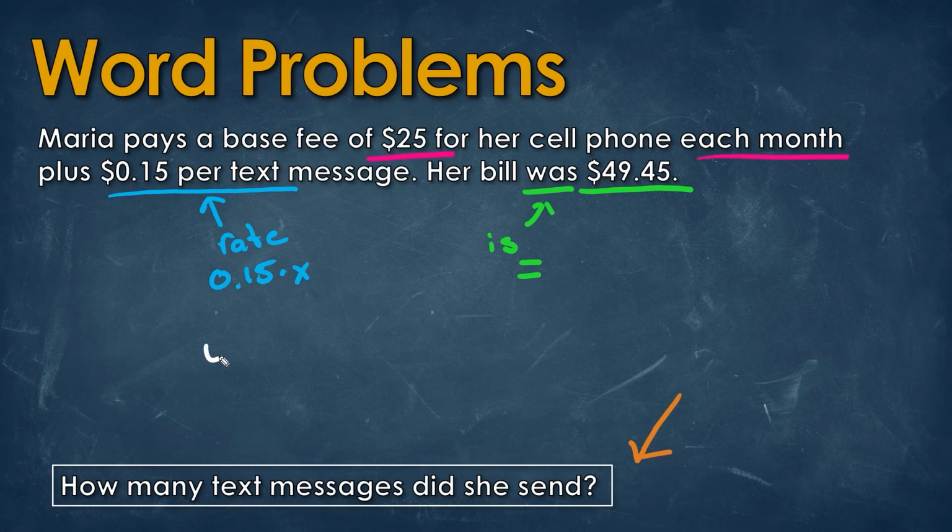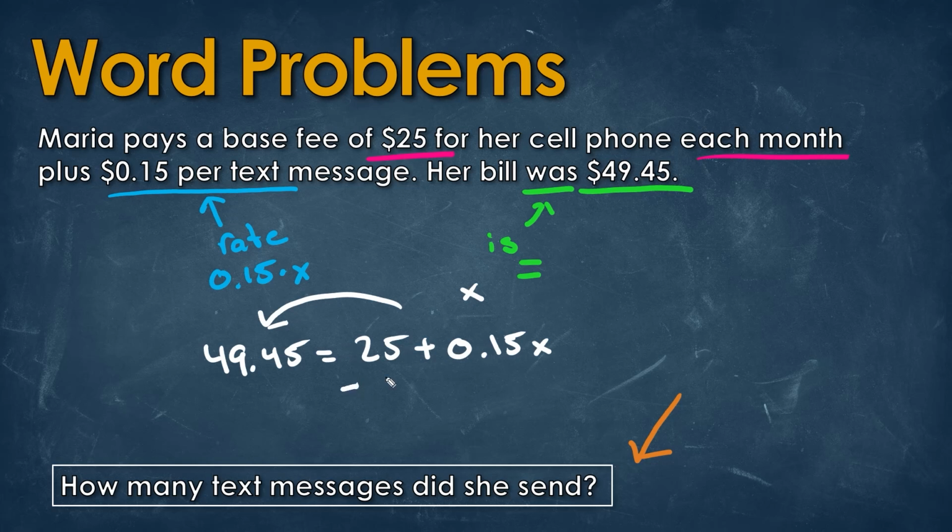So if we plug this in, we're going to put $49.45 is equal to the base fee of $25 per month plus her rate per text, which is 15 cents, and times that by x. What we want to do is get all of our numbers on one side and the variable x on the other side. So to do that, we always take the opposite of what we see. We have 25 on this side, so we're going to subtract 25, being positive at first. And this is going to simplify to 24.45 is equal to 0.15x.